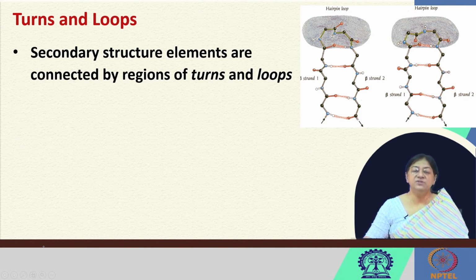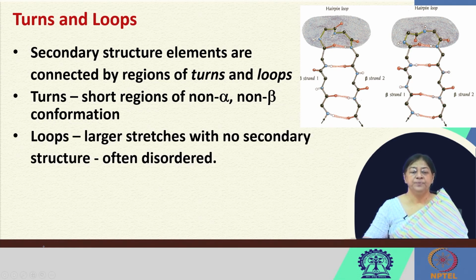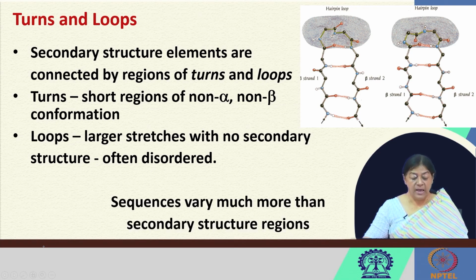So, these secondary structural elements, as I just mentioned, are connected by these regions called turns or loops, and they are short regions of non-alpha or non-beta conformation, indicating that they would not fall in a specific region of the Ramachandran plot. The loops are larger stretches with no secondary structure, and they are usually disordered in the sense that they do not have any geometrical constraint to them. And the sequences here vary much more than the regular secondary structural regions.